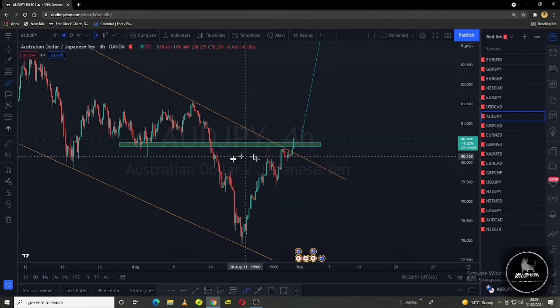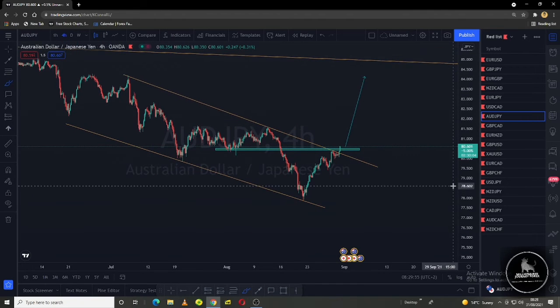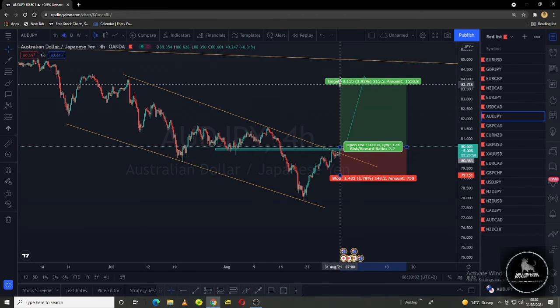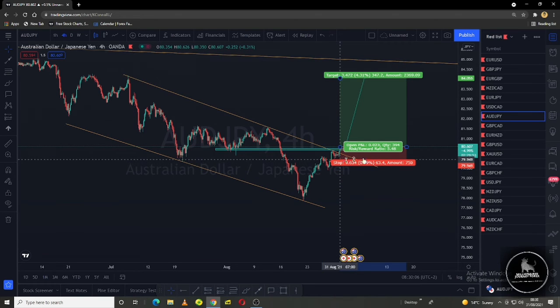You see, this one is a good trade. This trade is a trade that I'm about to jump in because it broke the trend line and then it broke the structure, right? We broke the trend line and then we broke the structure.